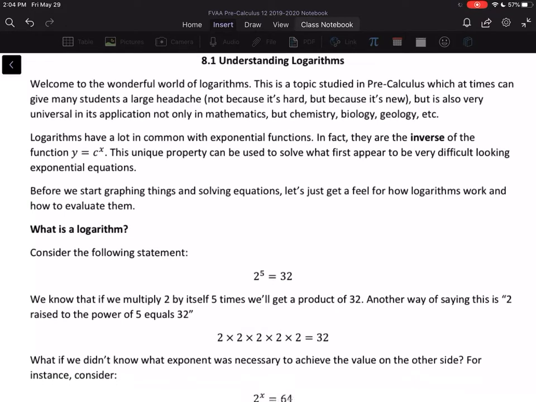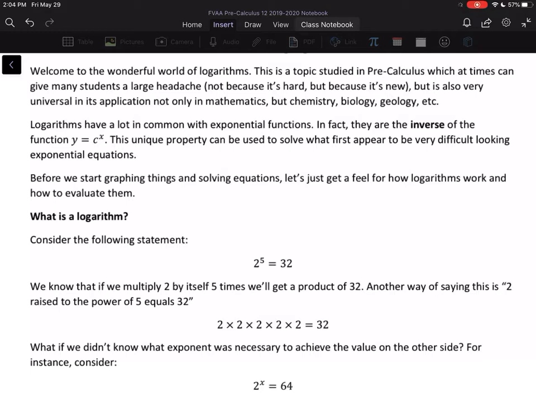This is a topic studied in pre-calculus, which at times can give many students a large headache, not because it's hard, but because it's new. But it's also very universal in its application, not only in mathematics, but chemistry, biology, geology, and so on and so forth. I'm sure you've seen a lot of graphs these days that, in these COVID-19 cases, can be shown as a linear graph or logarithmic scale. So they're using logs to represent data in a different way, right? It helps to identify exponential growth versus linear growth, so it can be useful in all kinds of different applications.